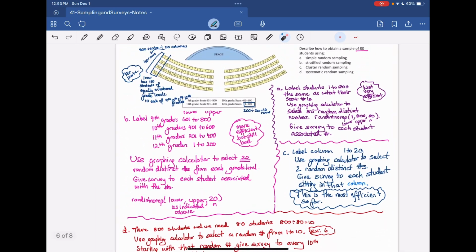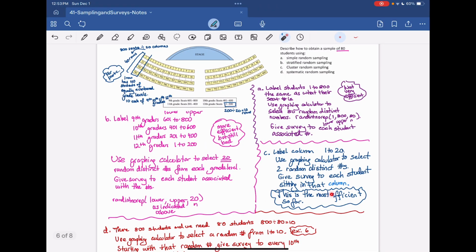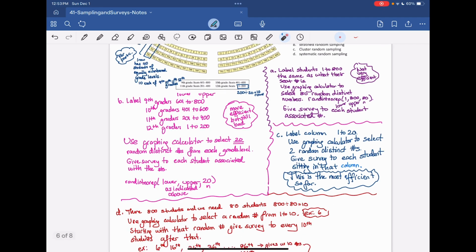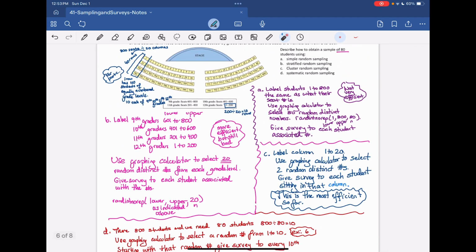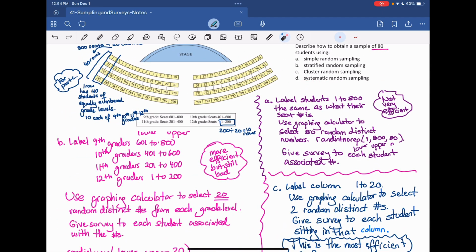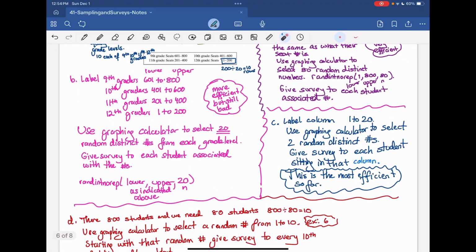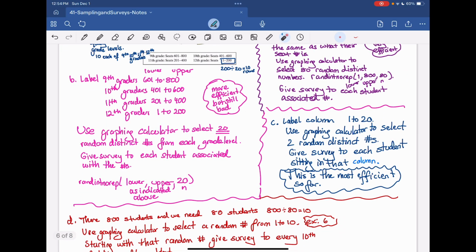All right, and then the last one, and this is definitely more efficient because it's fast. Per column, 2 columns, done, 80. Okay, so the last one is the systematic random sampling. So there's 800 students and we need 80 students. Usually you can take 800 divided by 80 and then you get 10. That's the number from 1 to 10. You need to pick a random number from 1 to 10. And then you're going to do every 10th number after that.